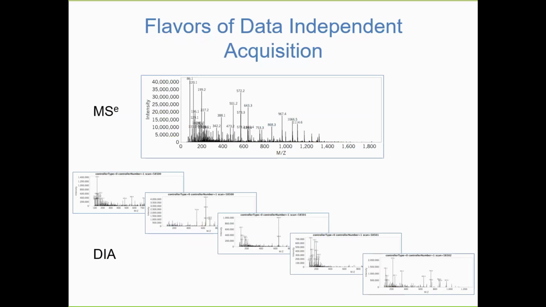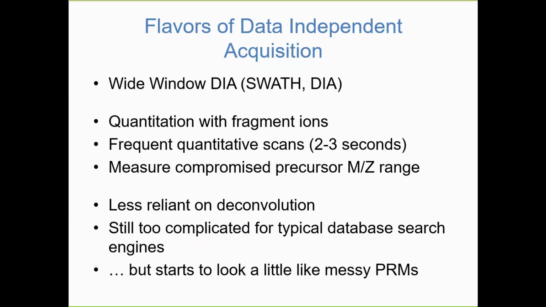To compare these types of spectra to the MSE spectra, MSE again would be very complex because you would be trying to measure hundreds of peptides potentially eluting at the same time, while with DIA you would only be measuring a handful of peptides, potentially 5 or 10 or 15 peptides at the same time. And while these spectra were still very complex, they were at least interpretable using some different sorts of strategies.